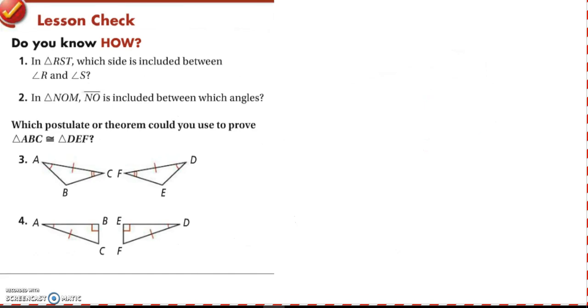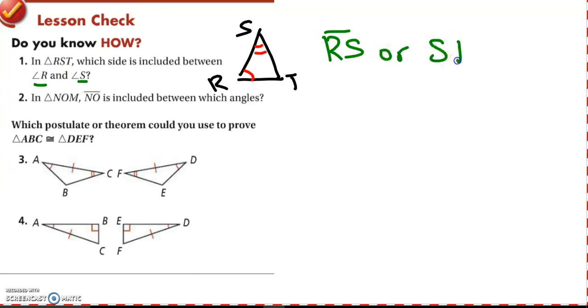Okay, lesson check. Do you know how? In triangle RST, which side is included between angles R and S? So if I just drew RST, here's angle R, here's angle S. What's going to be the included side? Well, just look at the letters. R and S, so the included side is RS or SR. It just includes both the letters.